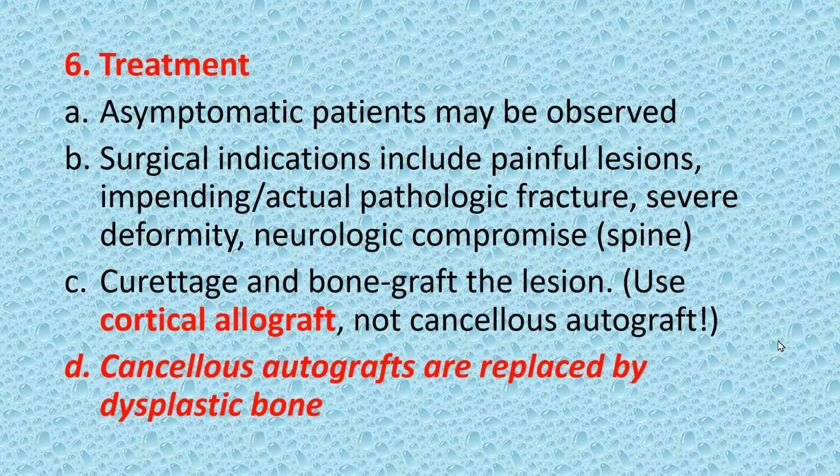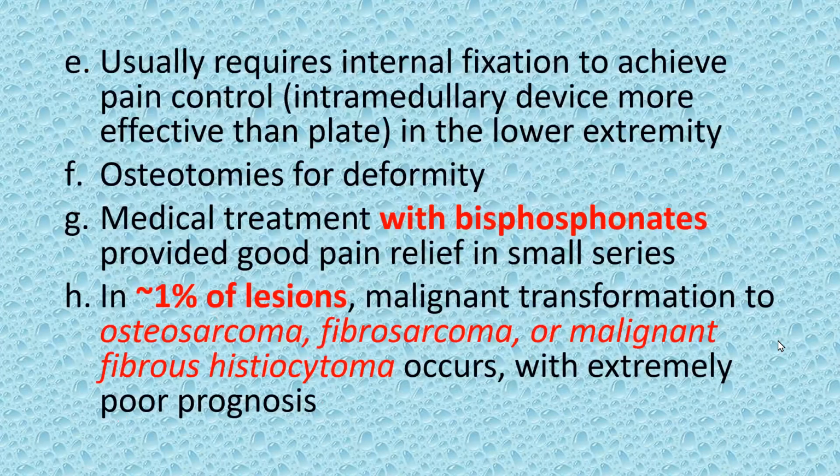Curettage and bone grafting of the lesion. You should use cortical allograft, not cancellous autografts, because they will be resorbed. Cancellous autografts are replaced by dysplastic bone. Usually, it requires internal fixation to achieve pain control. You have an intramedullary device, which is often inserted, which is preferable to insertion of a plate because it shares the load, in the lower extremity.